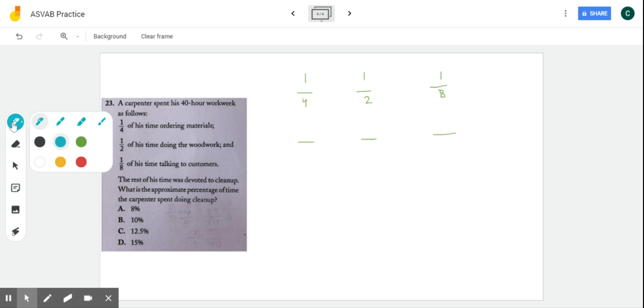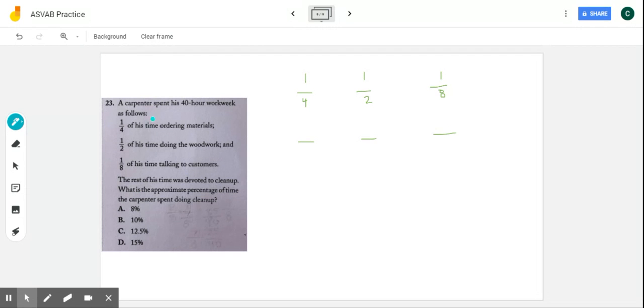All right, a carpenter spends a 40-hour work week, and it's divided into fractions of the week. So a quarter of the 40 hours is spent ordering materials, half of the 40 is spent doing woodwork, an eighth is spent talking to customers. I'll do it the first way and then I'll show you another way.